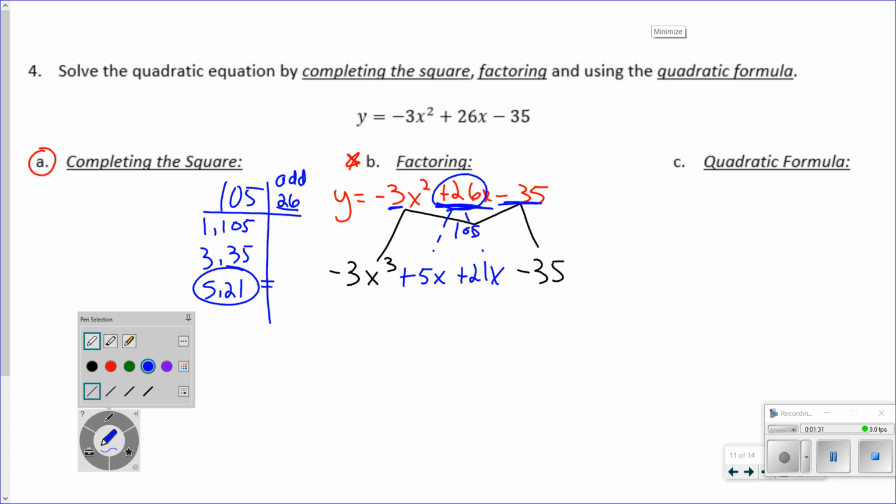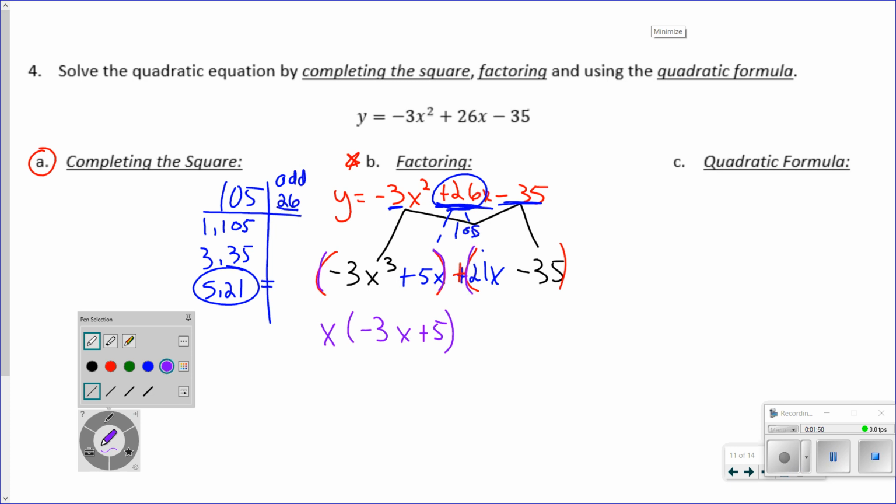Now we have four terms, so we factor by grouping. So we group together the first two, group together the second two with that plus sign in between. What is the greatest common factor? In our first set of parentheses here is just an x. What's left over is a negative 3x plus 5.